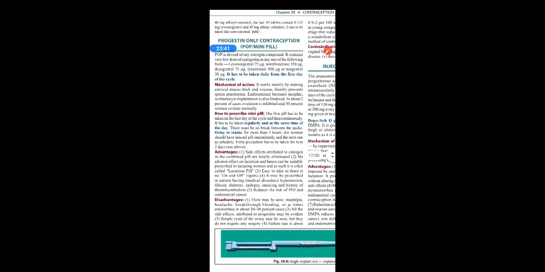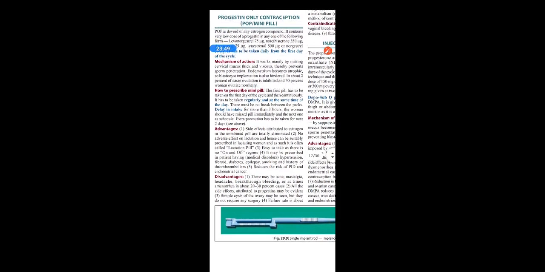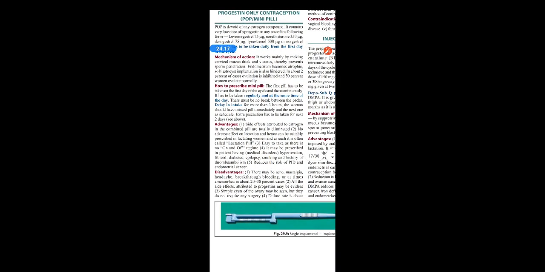So mechanism of action, it works mainly by making cervical mucus thick and viscous, thereby preventing sperm penetration. Endometrium becomes atrophic, so blastocyst implantation is also hindered. In about 2% of cases, ovulation is inhibited and 50% women ovulate normally. So here the ovulation occurs normally, but there are changes in the cervical mucus and endometrium. So sperm penetration is prevented and implantation is prevented, but ovulation is occurring in 50% of the patients normally.